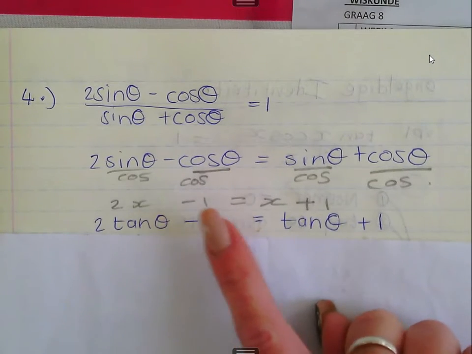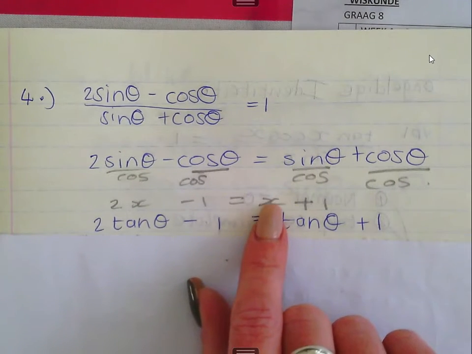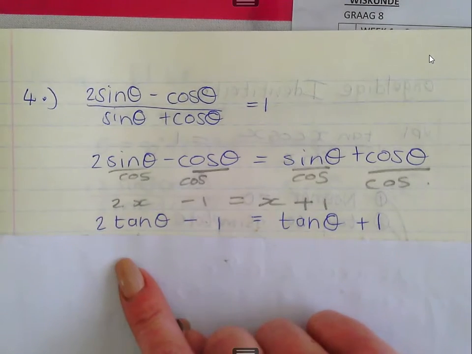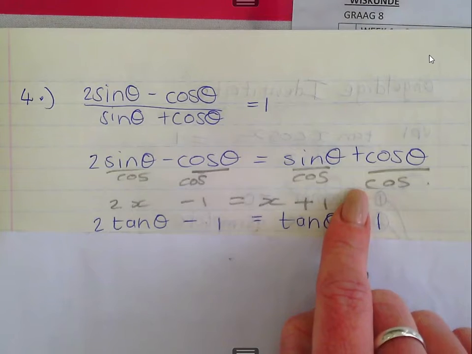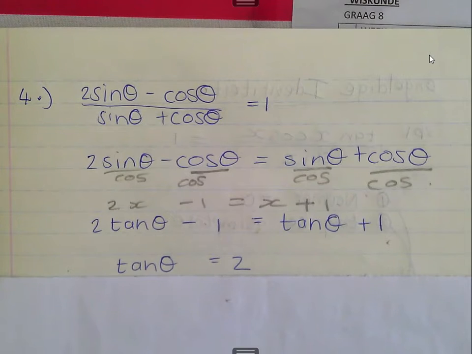So what I wrote here at the top, it's like an algebra sum. 2x minus 1 equal to x plus 1. Do you understand that? So if we did the algebra sum, the x would go over, 2x minus x is just x. And then the negative 1 has to go over, it will become plus 1, so 1 plus 1 is 2. And that's how I end up getting tan theta equal to 2. And now it's just a normal sum, ne?